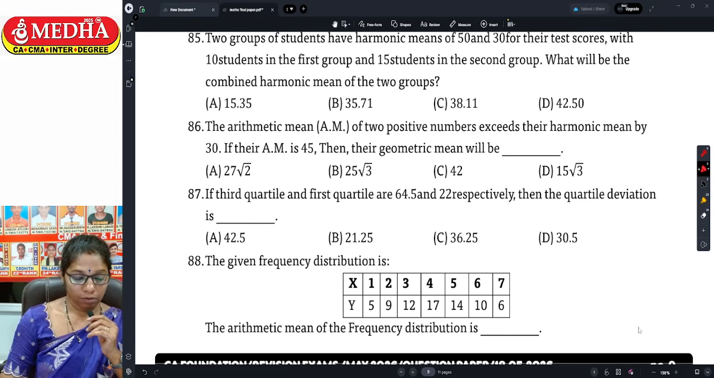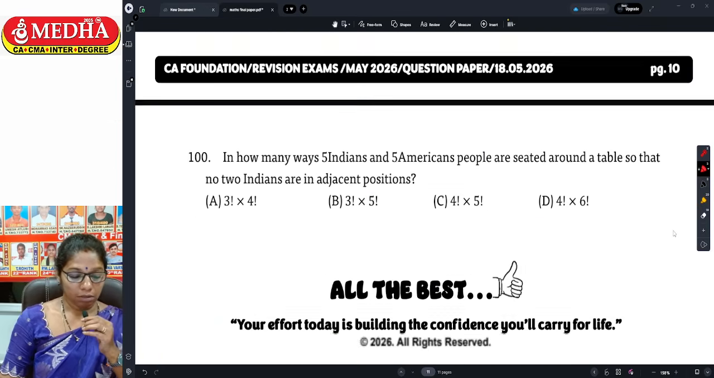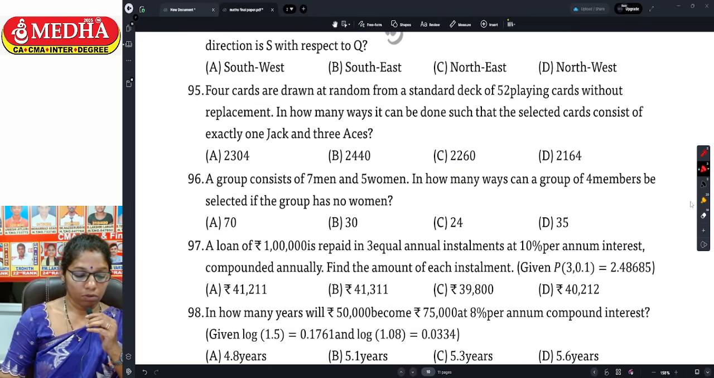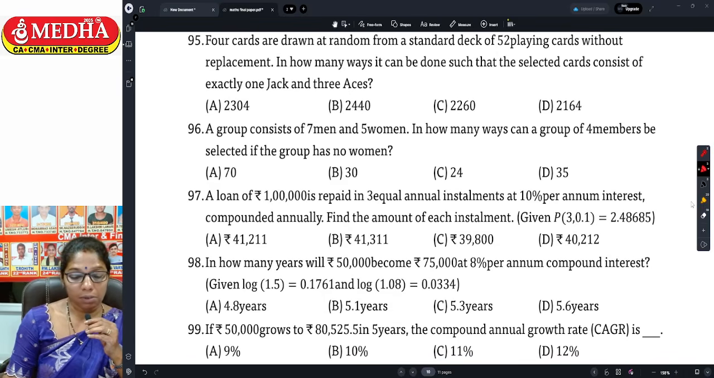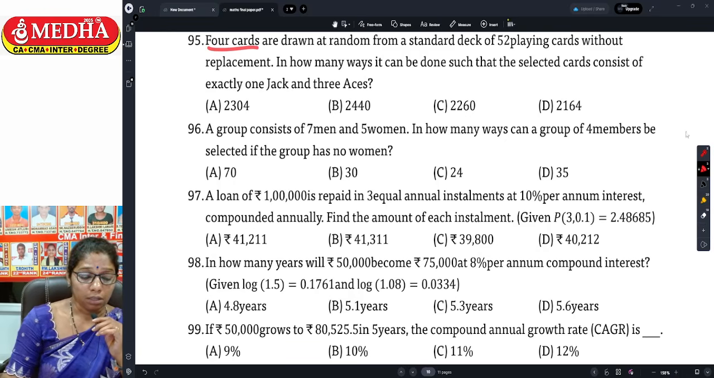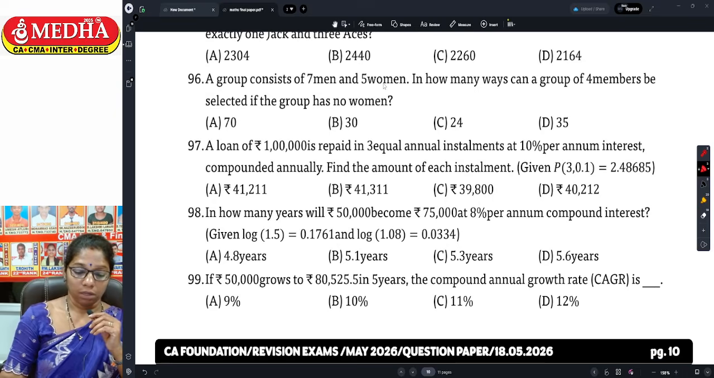Next question. These are from STAT. Question number 95. 4 cards are drawn at random from a standard deck of 52 cards without replacement. How many ways can it be done such that the selected cards consist of exactly 1 jack and 3 aces? So they asked to draw 1 jack card and 3 ace cards without replacement. In the solution, there are 4 jack cards in total, and we have to take one of the 4. Since the selected card is not replaced, again we have to draw 3 ace cards. In total they asked to draw 4 cards. So we have to draw 3 ace cards from the 4 ace cards. That is 4C3 and 4C1. Here the question options are wrong, so grace marks will be added for this.